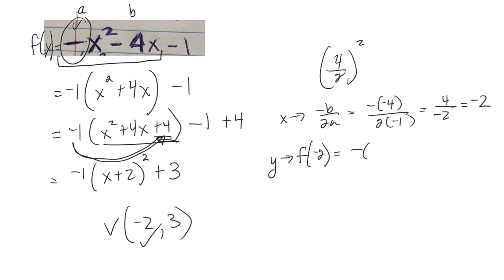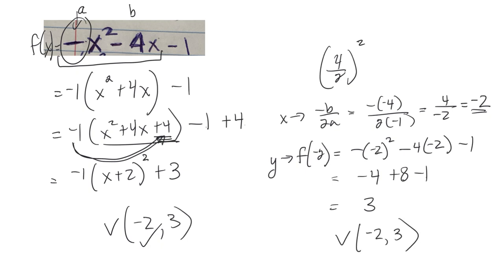Then to get the y coordinate, you find the value of the function when you plug in a -2. So it'll be negative x squared minus 4 times something -1. And I'm plugging in this -2. Okay, -2 squared is 4 times -1, that'd be -4. This would be a +8 minus 1. So -4 plus 8 is 4. 4 take away 1 is 3. So the vertex doing it this way is also -2 and 3.